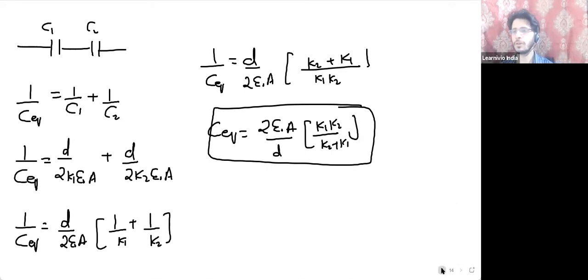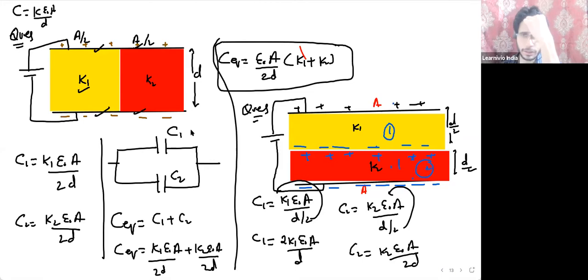Now, for more numericals, you can just remember this in this way. If the dielectric is dividing the area, then it is a parallel combination. If it is dividing the separation, then it is a series combination. Just note it down.